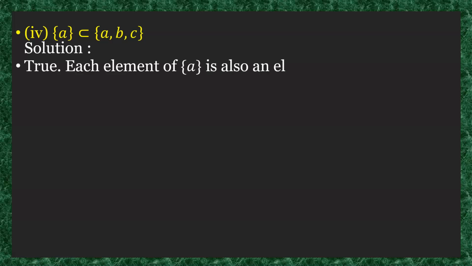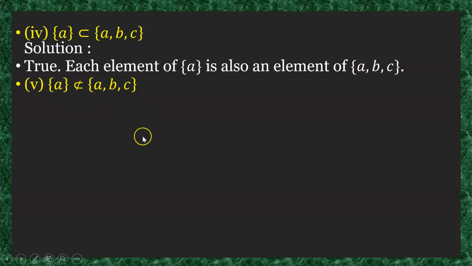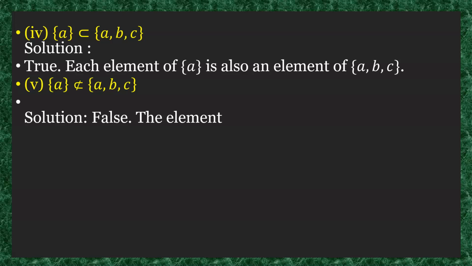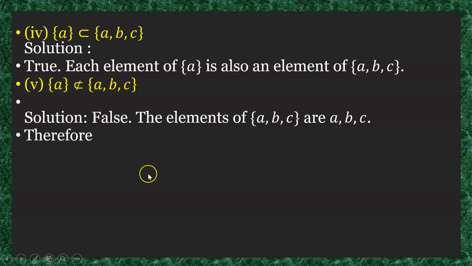{a} is a subset of {a, b, c}. Yes, it is true. Each element of {a} is also an element of {a, b, c}. Next is {a} is not a subset of {a, b, c}. It's again false. The elements of {a} are in {a, b, c}, and therefore {a} is a subset of {a, b, c}. Next example.